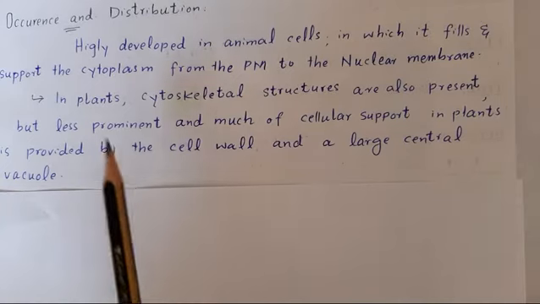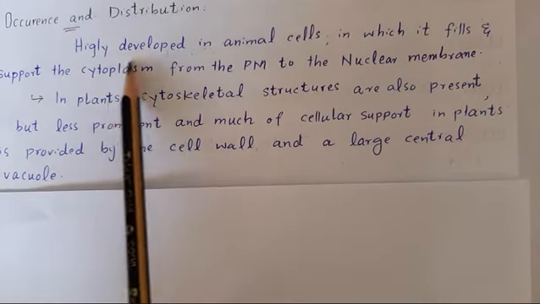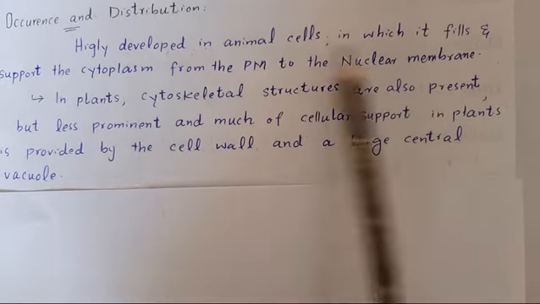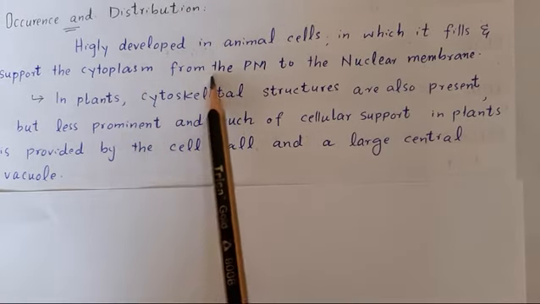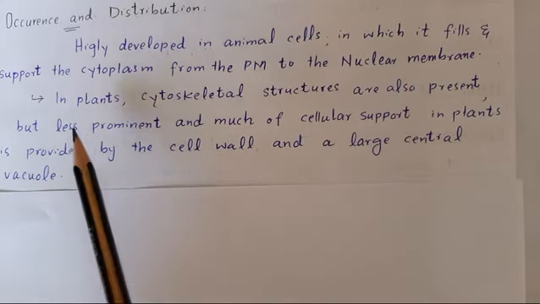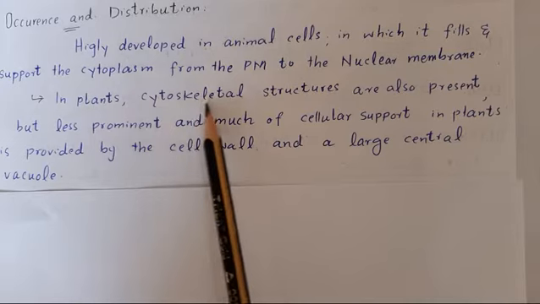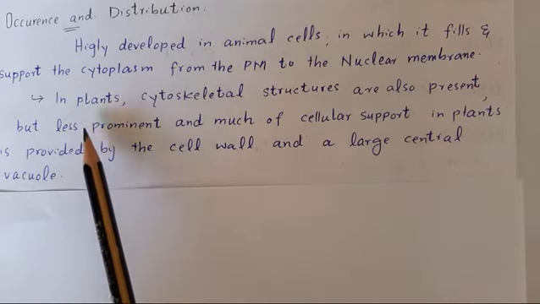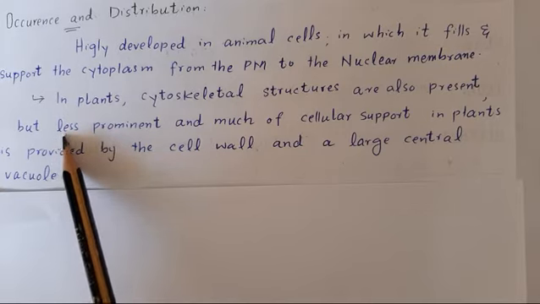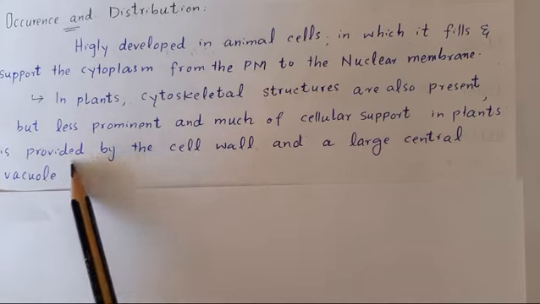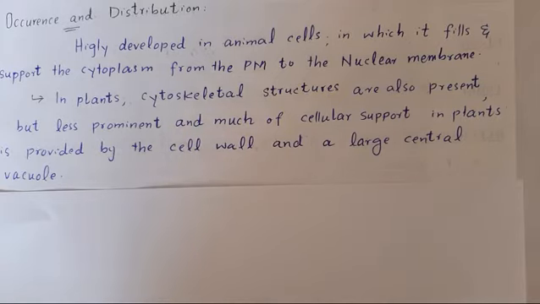Occurrence and distribution. Cytoskeleton is highly developed in animal cells, in which it fills and supports the cytoplasm from the plasma membrane to the nuclear membrane. While in plants, cytoskeletal structures are also present, but less prominent, and much of the cellular support in plants is provided by the cell wall and a large central vacuole.